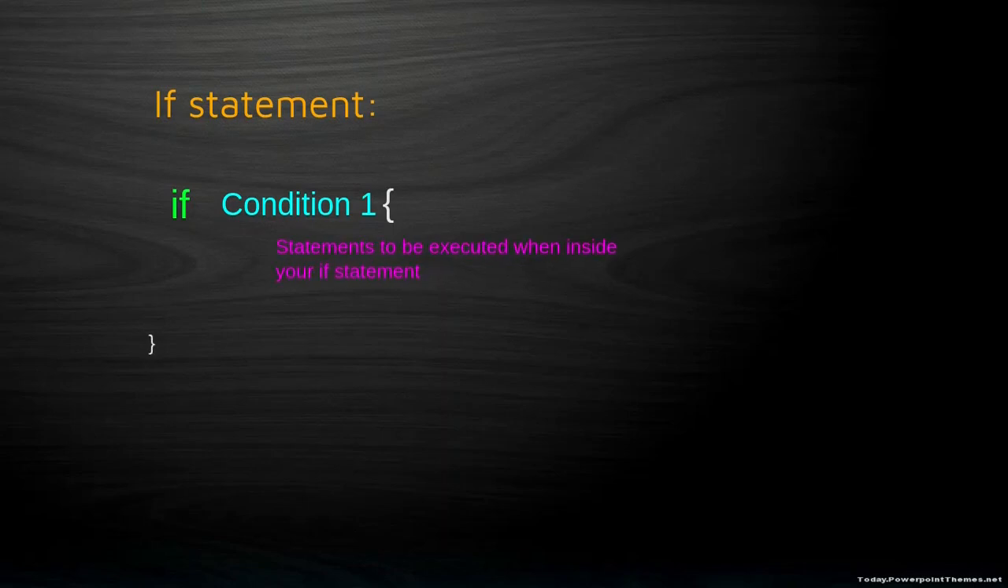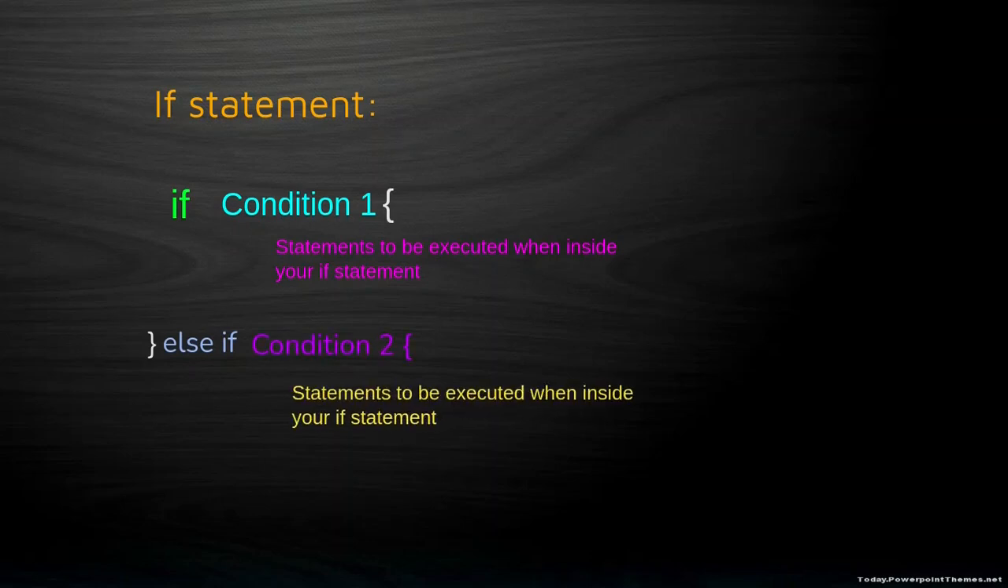If you're not satisfied with that condition, or you have multiple conditions, you can add an else if, and then you provide the second condition, and then you have your statements in between, you close. Once you're done, you just have this one last statement which covers everything. So say you have 5 conditions, you can have else if for condition 2, else if for condition 3, else if for condition 4, and then else if for condition 5.